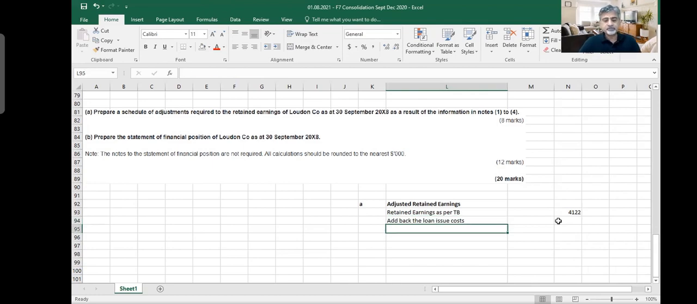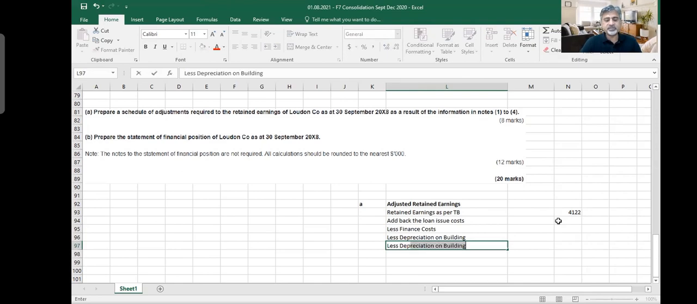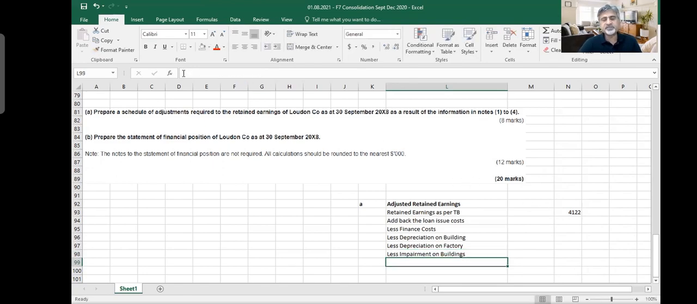We said that before, they subtracted the loan issue costs, which they should not have. So we add back. Then less finance costs, and the finance cost for this loan we should subtract. Then less depreciation on building. Then less depreciation on factory, because they told us that depreciation had not been charged. Then impairment on building, which was also less. These are losses. Then add gain on disposal of factory. I'm just writing down what comes to my mind, and then I will see if there is something missing, I will add it.